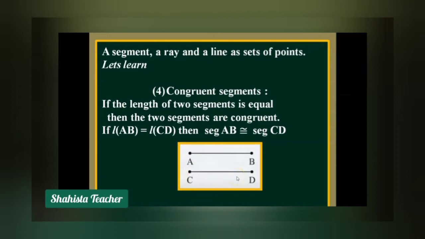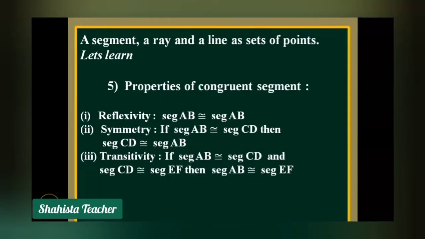That's why they are congruent segments. Let's learn the properties of congruent segments. Here are the three properties: the reflexive property, the symmetry property, and the transitivity property of congruence. These properties can be applied to segments, angles, triangles, or any other shape.